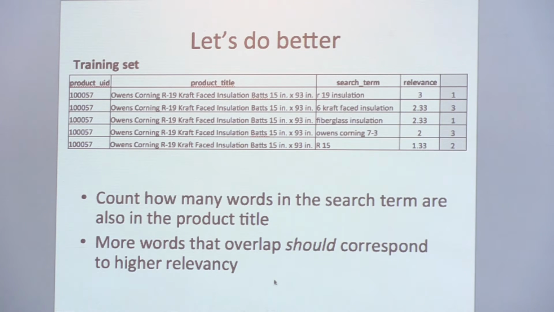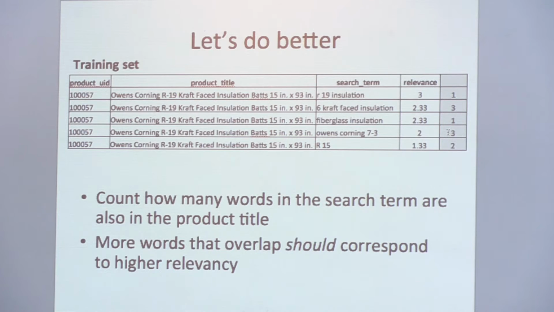So let's do better. Let's see how we can actually predict some relevance. A simple one is, if there are words in the search term that are also in the product title, that's probably a relevant search term. So if I've searched for insulation and insulation is in the product, that's probably relevant, right? So we can count the number of words that overlap between the search term and the product title. And you can see that there isn't really much of a correlation between the relevance and the number of words that overlap. This one only has 1 overlapping, but it's very relevant. This has 3 overlapping, and it's not quite as relevant. So it's not very well correlated.